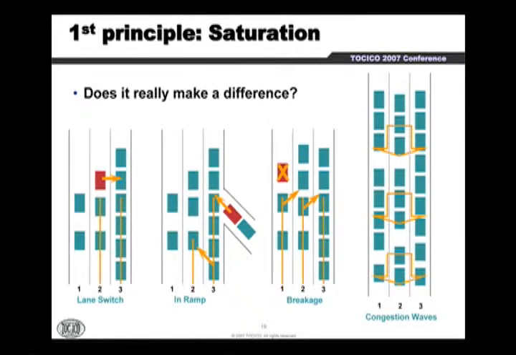So what happens? Does saturation really make a difference? For instance, we have a car trying to make a lane switch. If he does, he'll create a compression wave here. A car trying to enter a lane with a compression wave here will probably have trouble entering, so he has to slow down to get in. So he's causing another compression wave here. A car entering a ramp will probably cause a little compression wave here. If you are in a low density environment, that's not a big deal, but if you have enough cars, this will turn into a congestion.